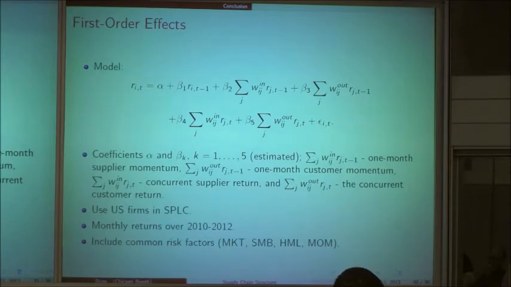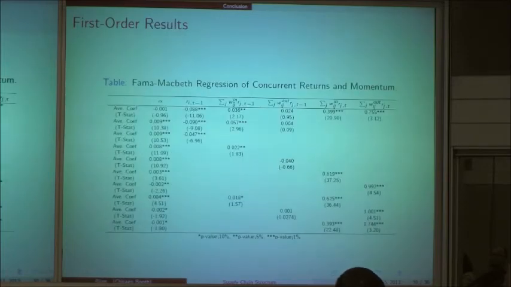And again, this study is just U.S. firms over the period 2010 to 2012. I'm also including some other common risk factors, the Fama-French factors here. Okay, so these are the results. This says, in terms of different specifications, depending on how many things I put into the model.